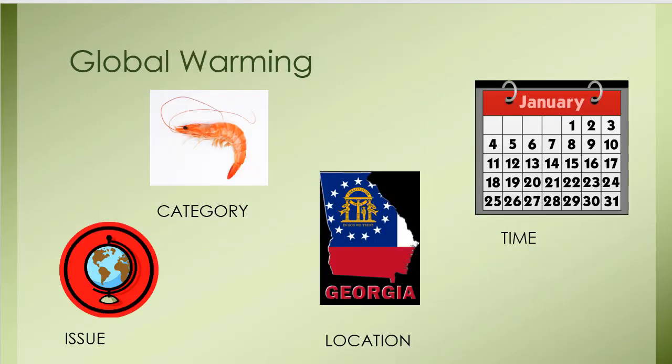In this example, I'm going to use the 4 questions to move from the broad topic of global warming to the narrow topic of the impact of ocean acidity, that's my issue, on shrimp, which is my category, in or near Georgia, which is my location, over the past 10 years. So this is my time.